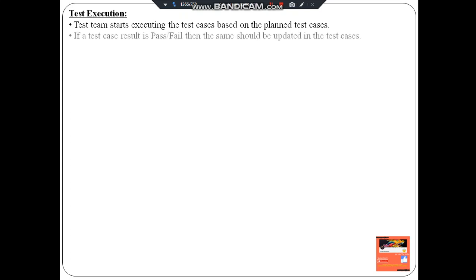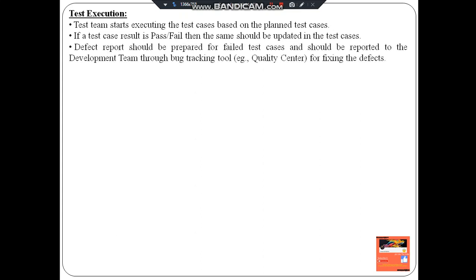Fifth, test execution. The test team starts executing the test cases based on the planned test cases. If a test case result is pass or fail, then the same should be updated in the test cases. A defect report should be prepared for failed test cases and should be reported to the development team through a bug tracking tool, e.g., Quality Center, for fixing the defects. Retesting will be performed once the defect is fixed.